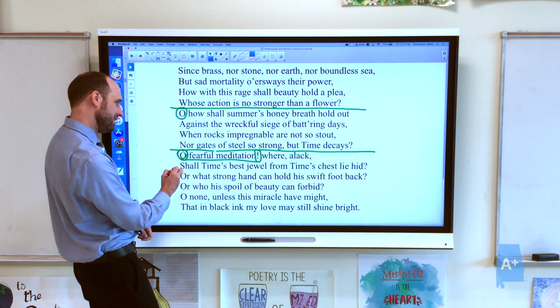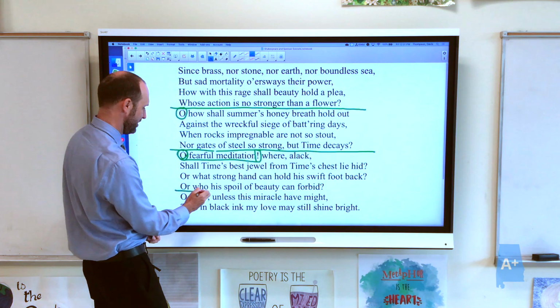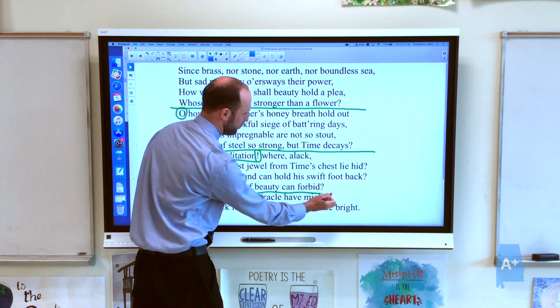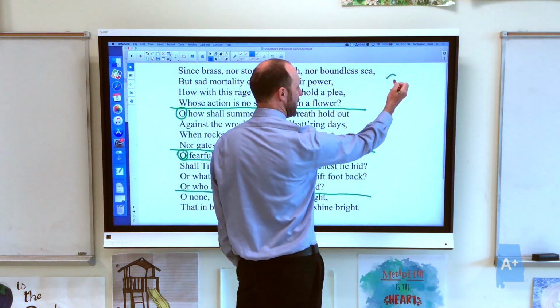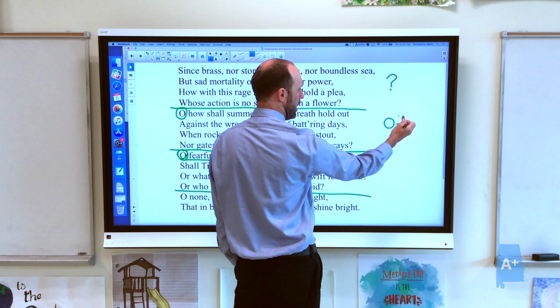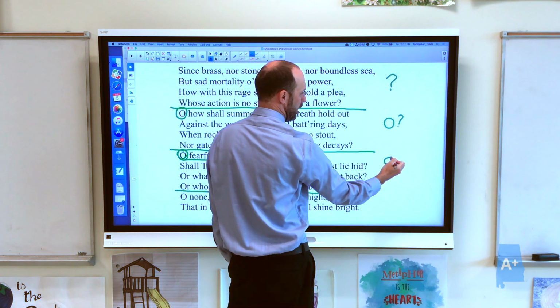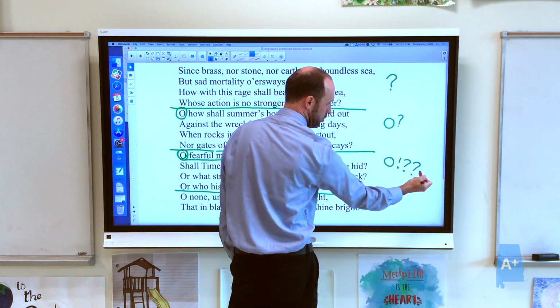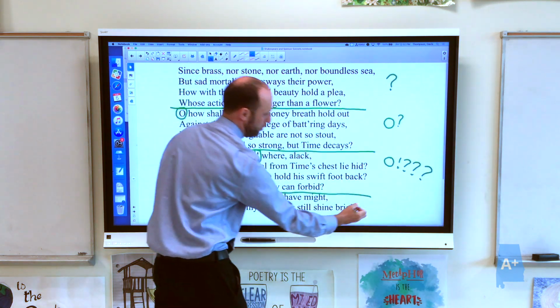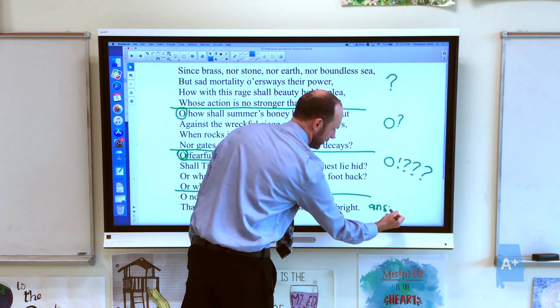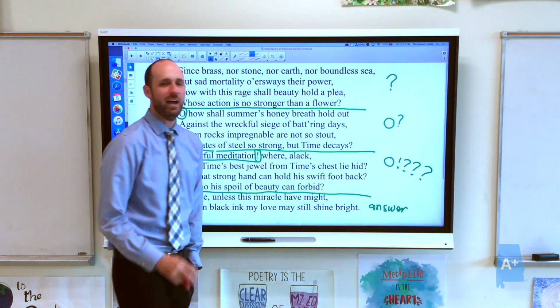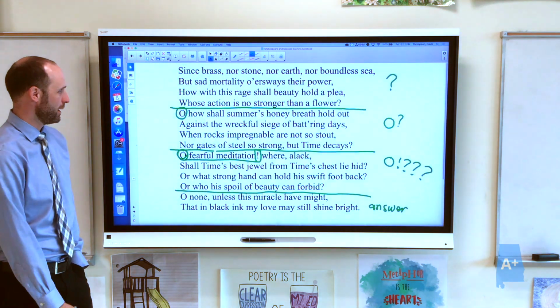And then we get several questions in the next 4-line stanzas, right? So if I were going to illustrate it, I would say question, O question, and then O exclamation point, question, question, question, and then we get resolution and answer. And that's how Shakespeare amps up the drama of this particular sonnet.